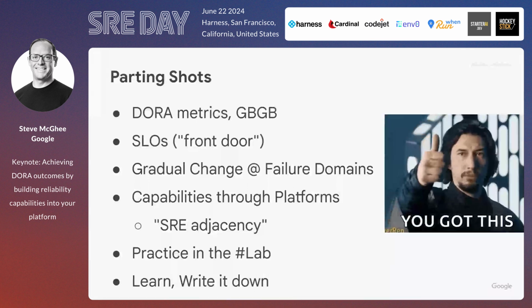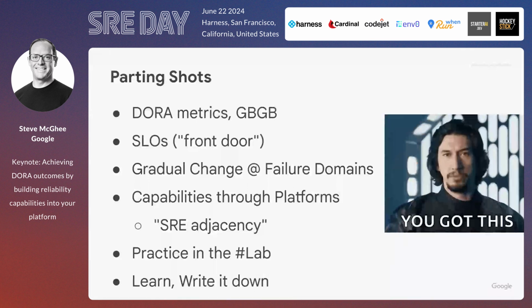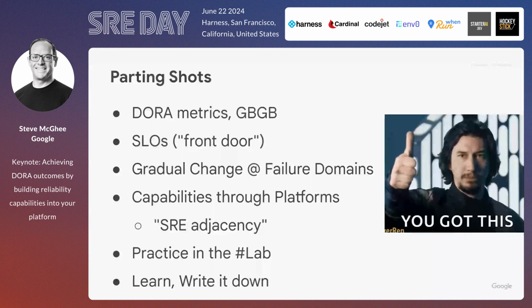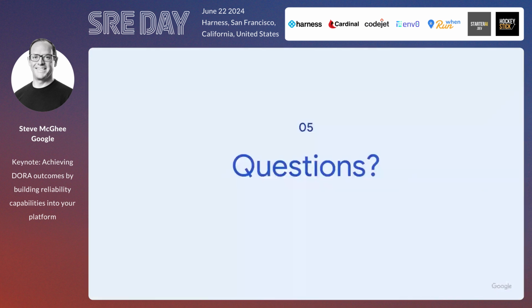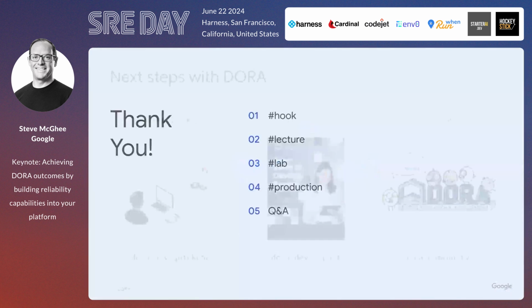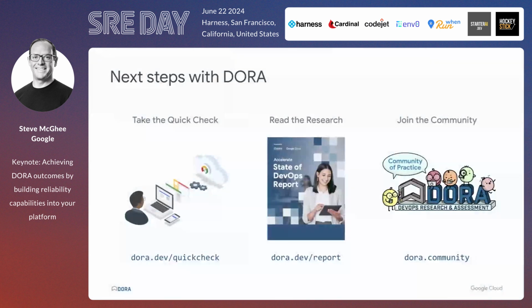Make sure you practice in the lab. And of course, focus on learning and writing things down. If you have a problem, you have a failure, learn from it, learn about your system, write your retro, write design docs, etc. That's it. I spoke so fast. Okay, I think that's it. These are more links about DORA.